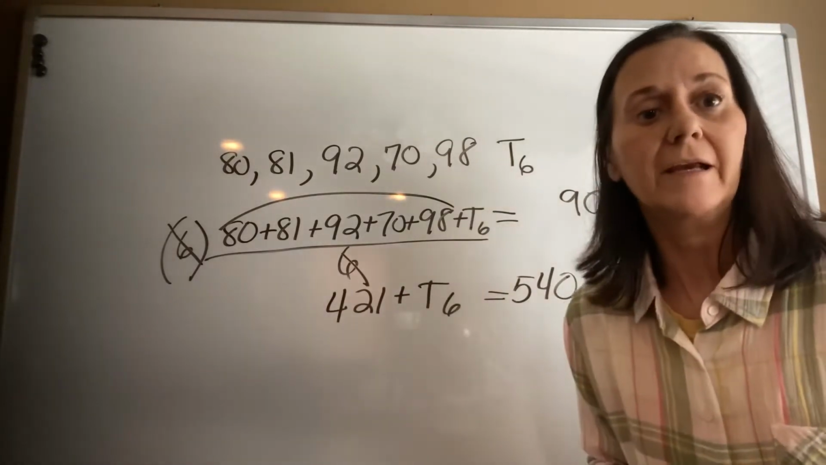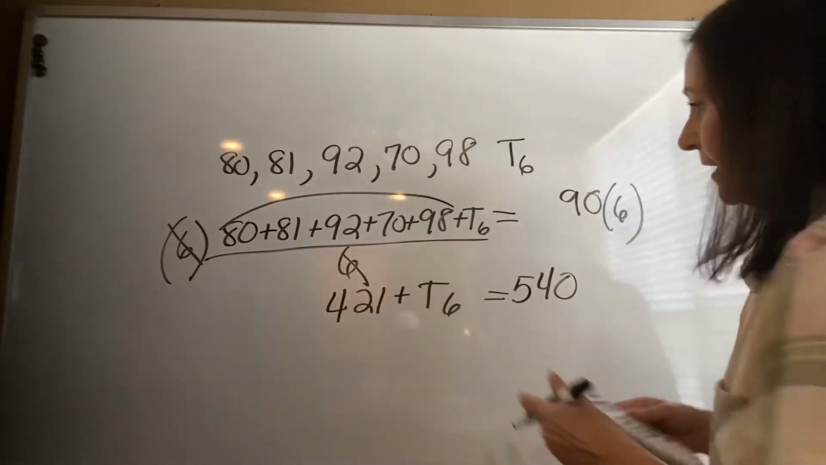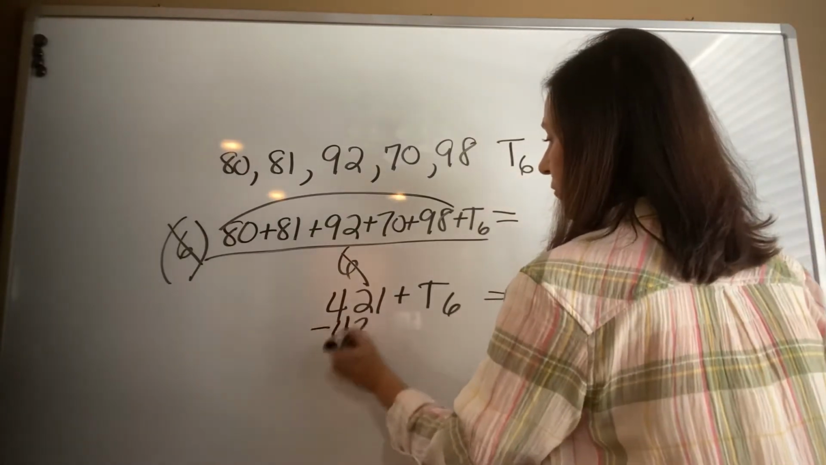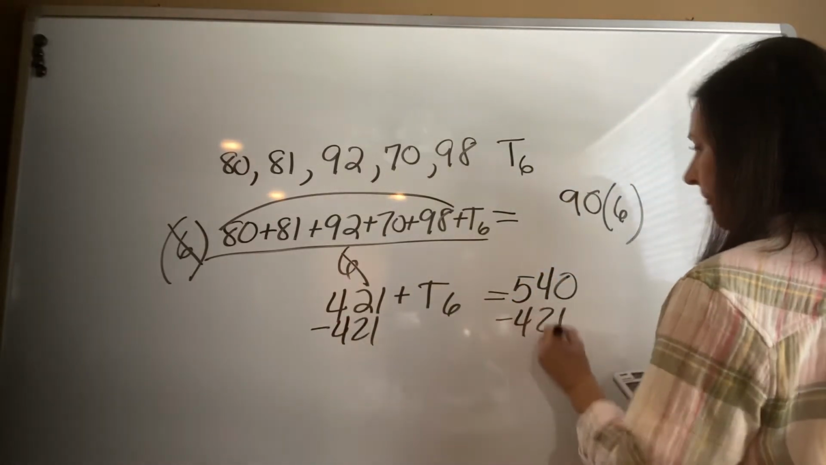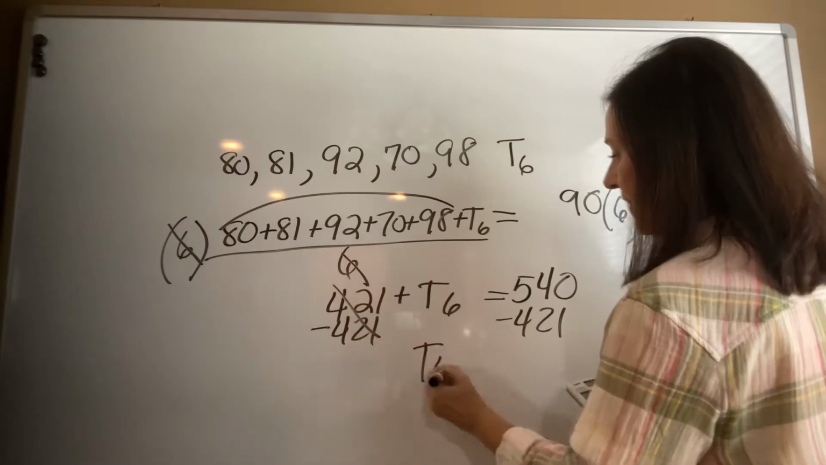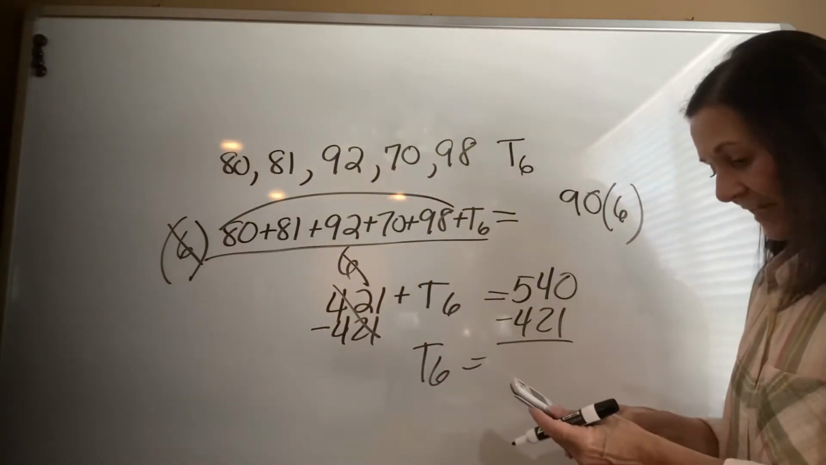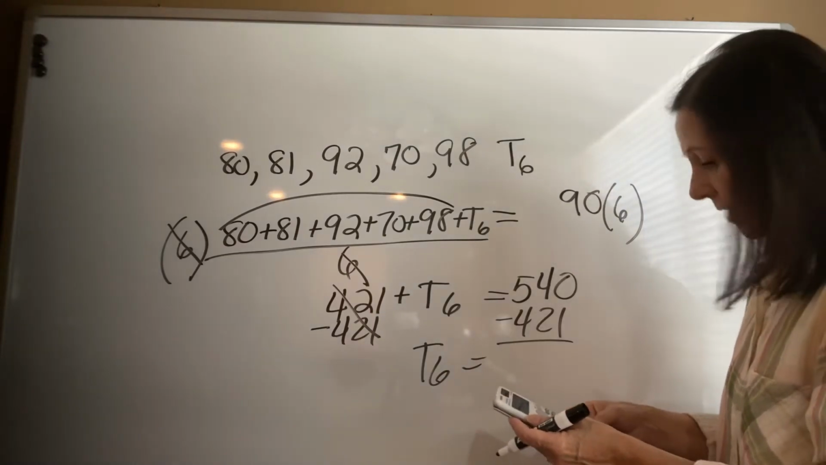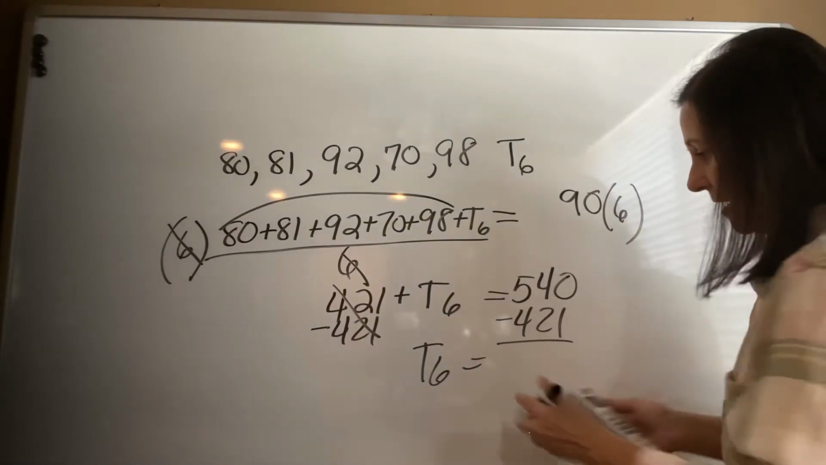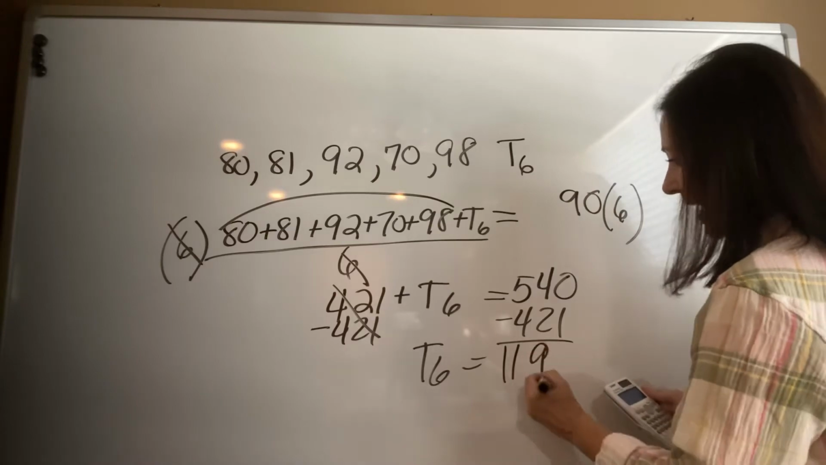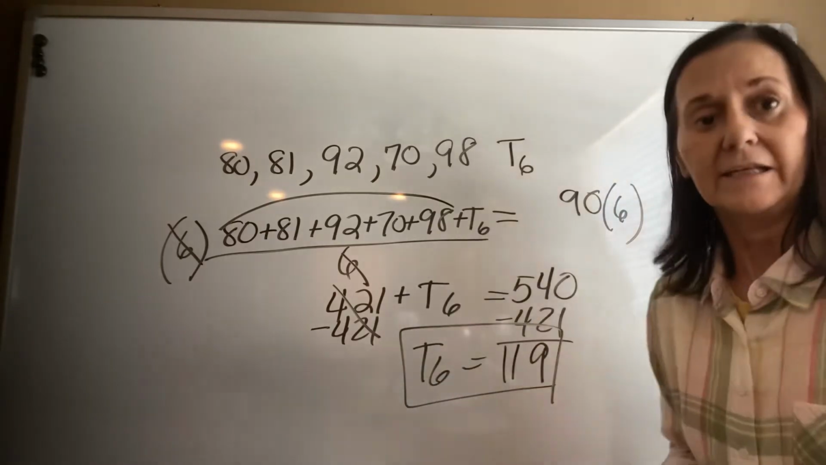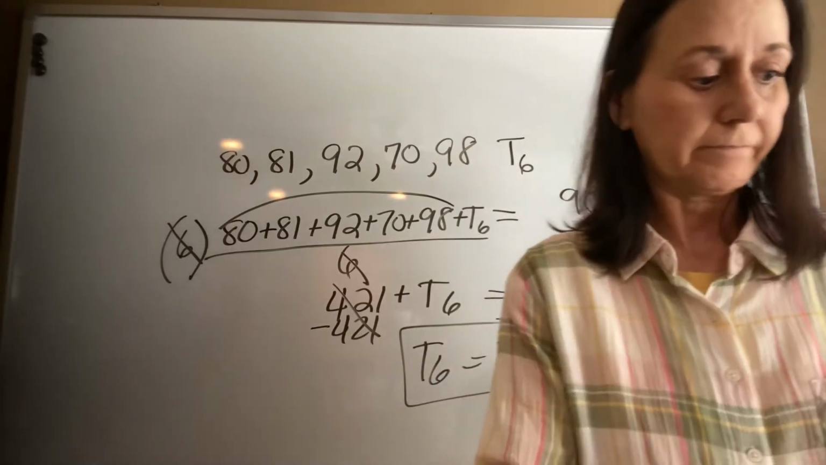Gonna have to be some bonus on there, huh? All right, so then you subtract the 421 on both sides, and that's what he has to make on test 6. So he's praying there's some bonus opportunities, right? 119 on test number 6.